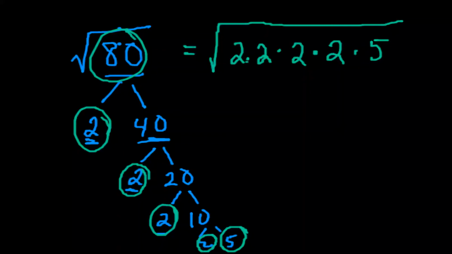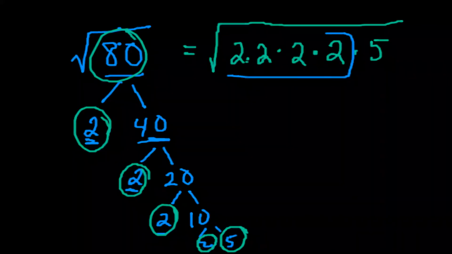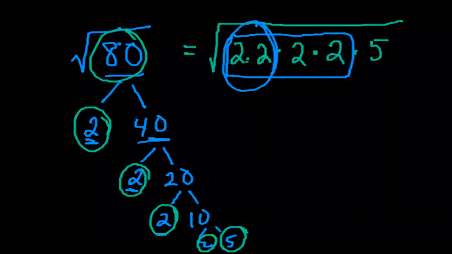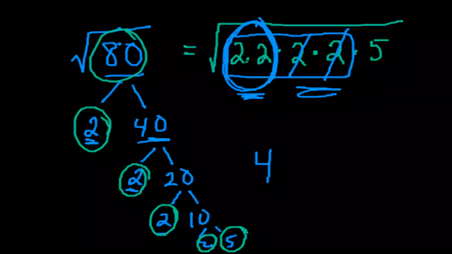Now, what again is the definition of a square root? Well, a square root takes factors and breaks them in half. I can do that with the 2's, right? There are 4 2's. That means the square root should keep 2 2's and get rid of the others. That's half kept, half gone. That would give me 4 as an answer.